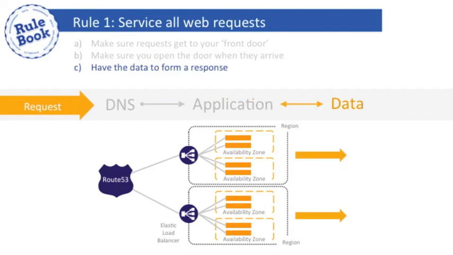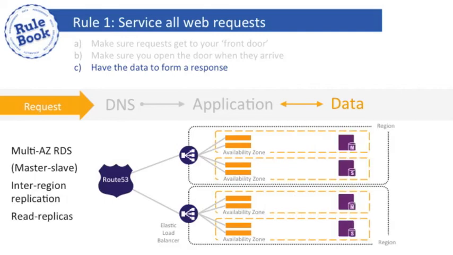The next rule, Rule 1C, is of course most applications have some sort of data behind the scenes to drive the response that's formed to the user. So Rule 1C is have the data to form a response. So if we extend this pattern in the diagram below to include databases, then our best practice would look at us using something like relational database service for MySQL or Oracle or MS SQL. So the RDS wraps a database as a managed service, and it provides for things like MySQL and Oracle master-slave replication across multiple availability zones.